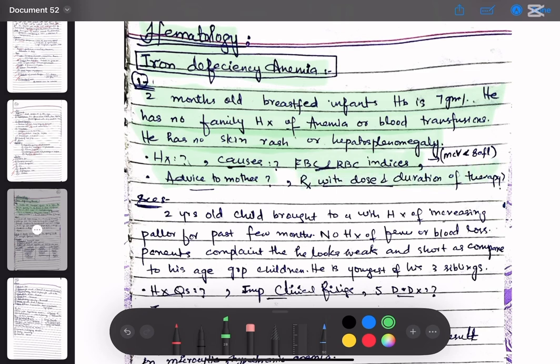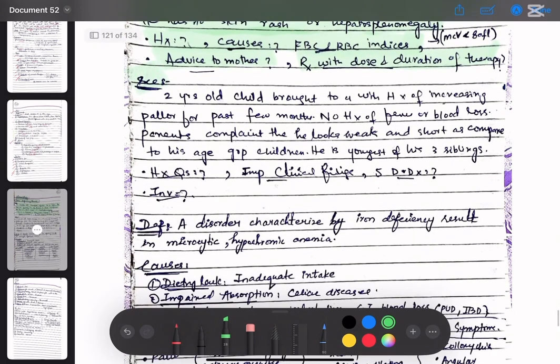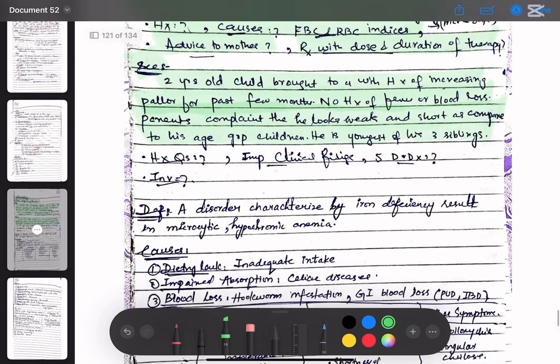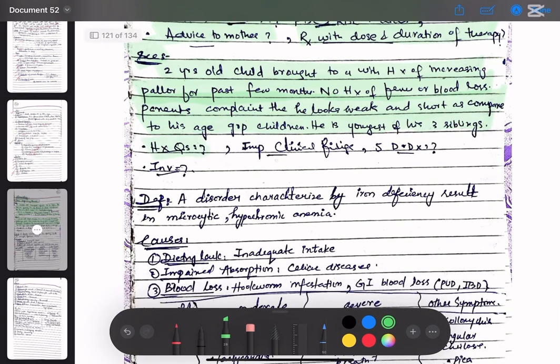Another scenario is a 2 years old child brought to you with the history of increasing pallor for the past few months, no history of fever or blood loss. Parents complain that he looks weak and short as compared to his age group children. He is the youngest of his 3 siblings. So what are the history questions, the important clinical findings, the differential diagnosis and the investigations?